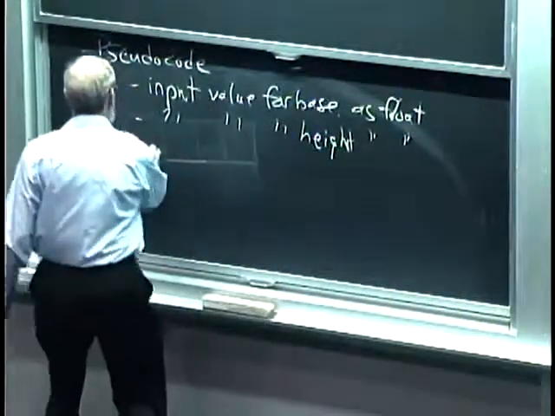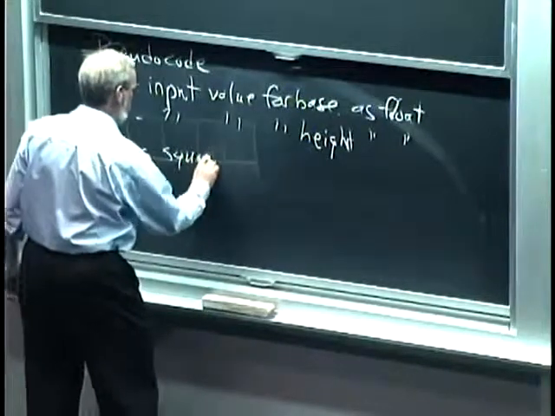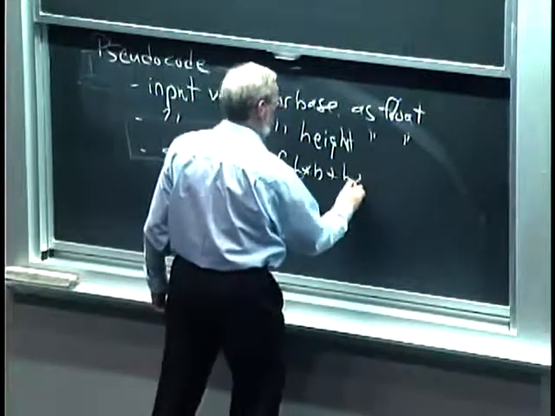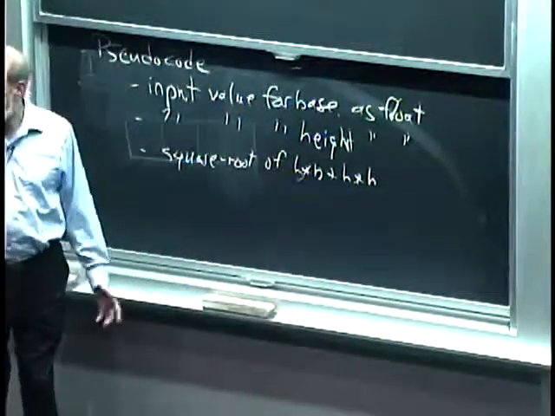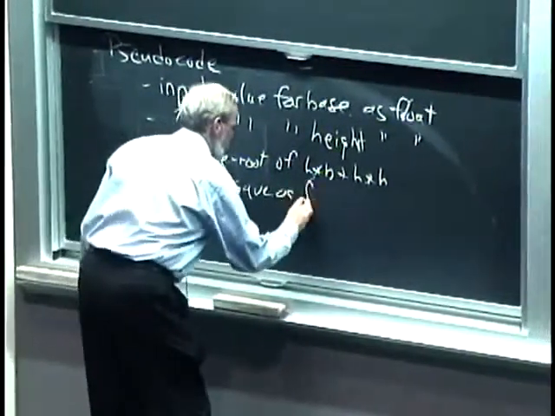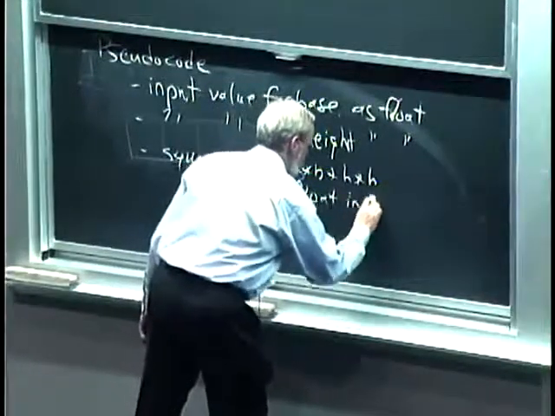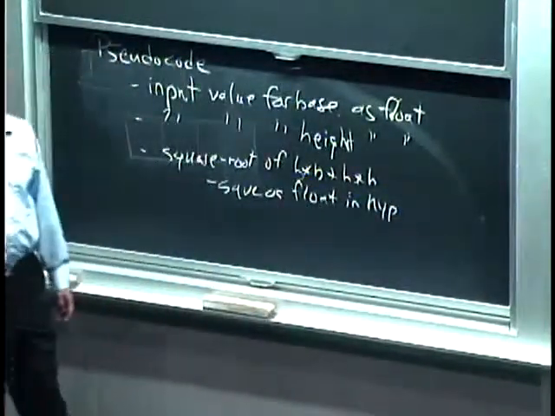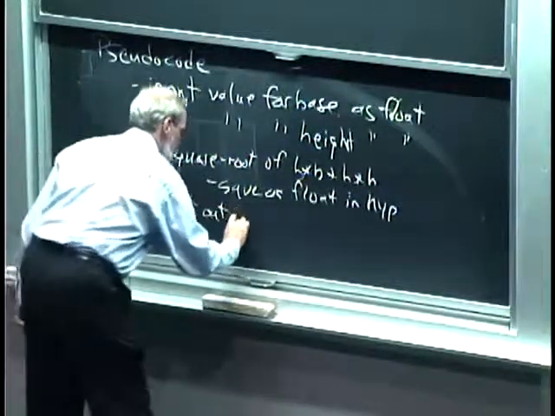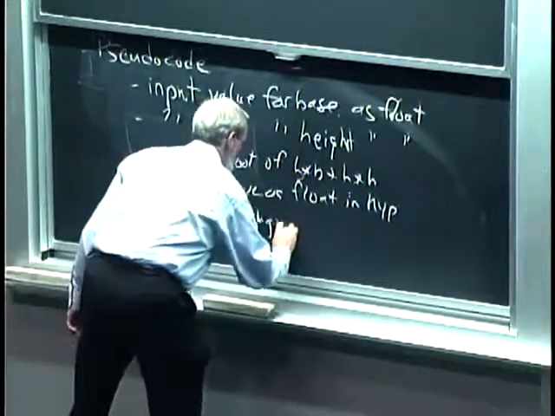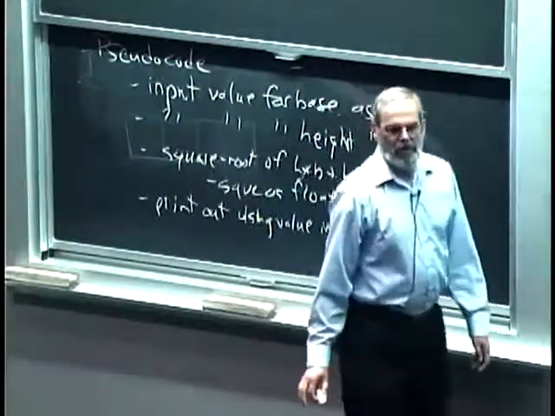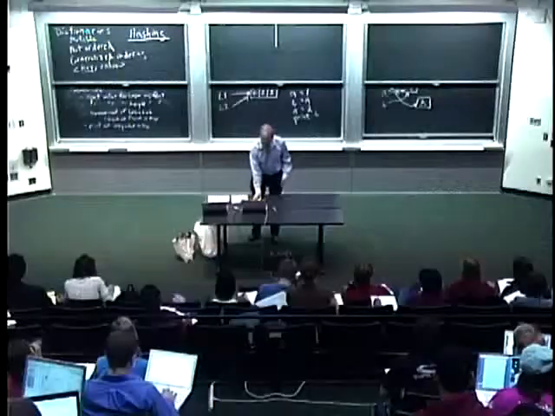I need to find the square root of b squared plus h squared, right? The base squared plus the height squared. That's the thing I want for the hypotenuse. And I'm going to save that as a float in height for hypotenuse. And then finally, I need to print something out using the value in height. Okay, whoop-de-doo, right? Come on, we know how to do this.